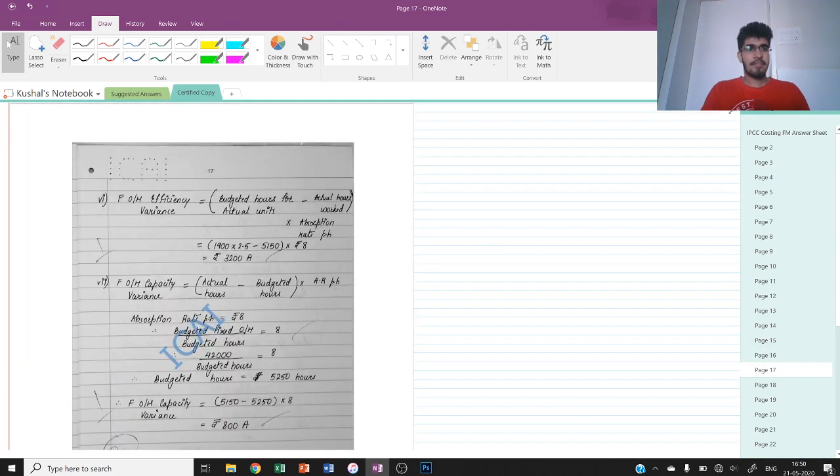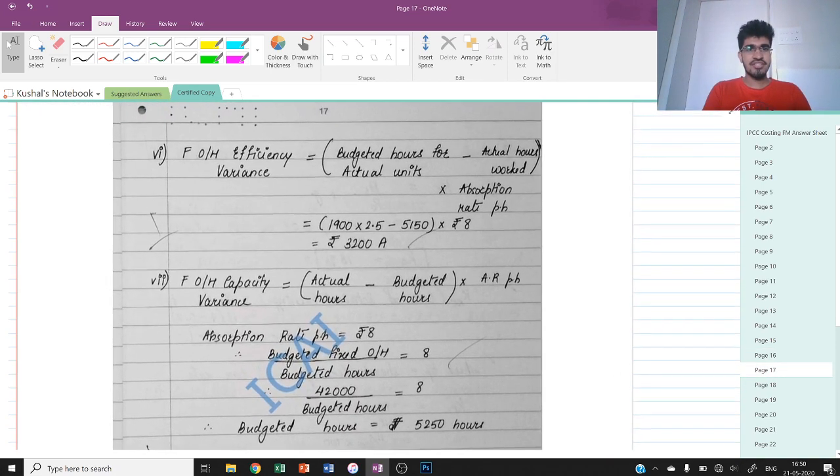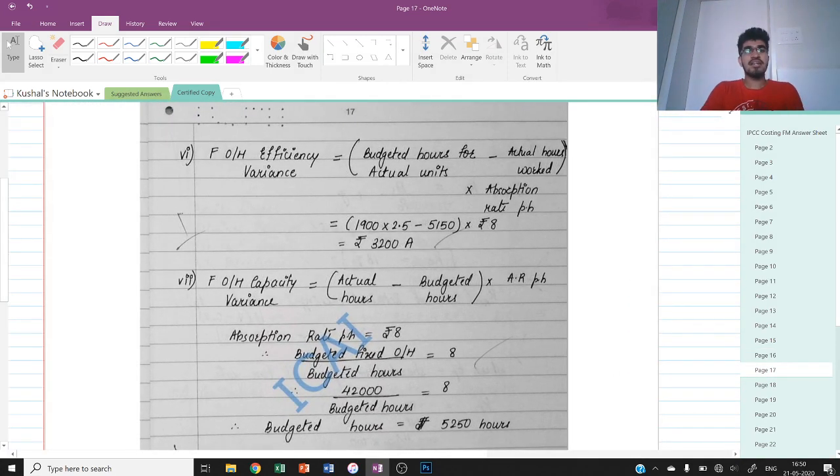Let's calculate the fixed overhead efficiency variance. It is nothing but (budgeted hours for actual units minus actual hours worked) into the absorption rate per hour. Budgeted hours for actual units is what? Actual units produced are 1900. For 1 unit, you need 2.5 budgeted hours. Subtract actual hours worked, which is given in the question, multiplied by the absorption rate per hour.